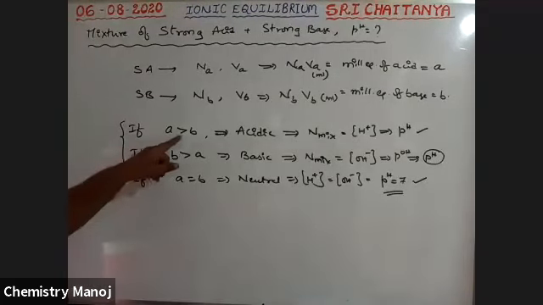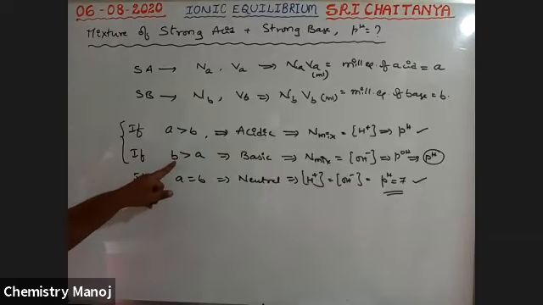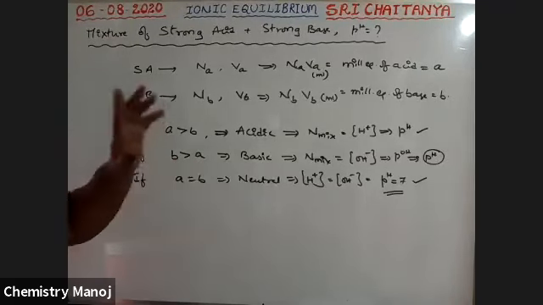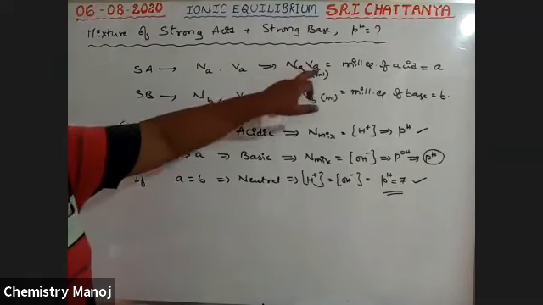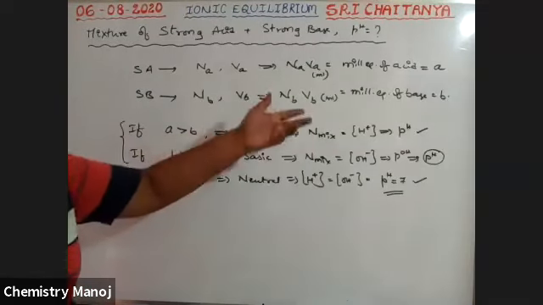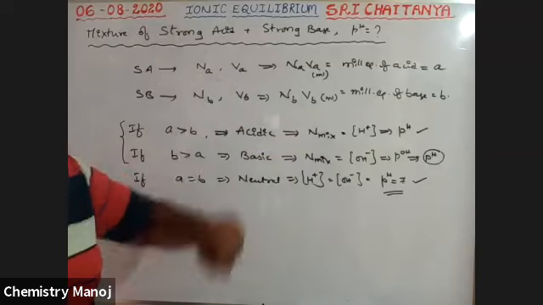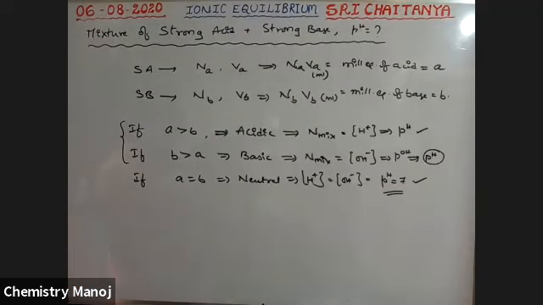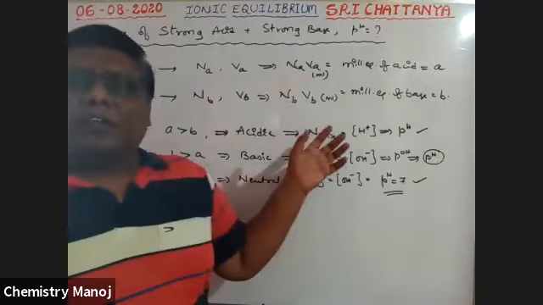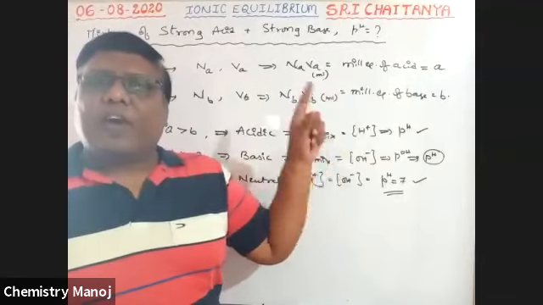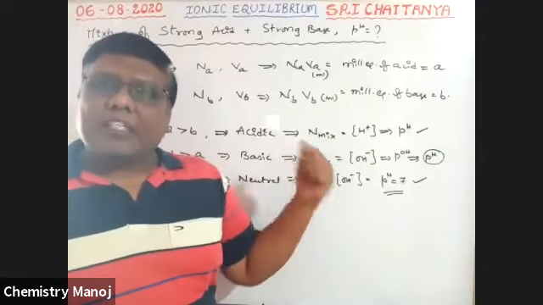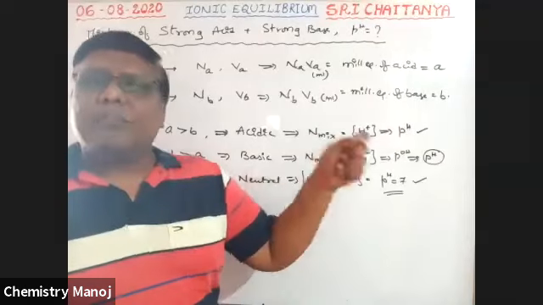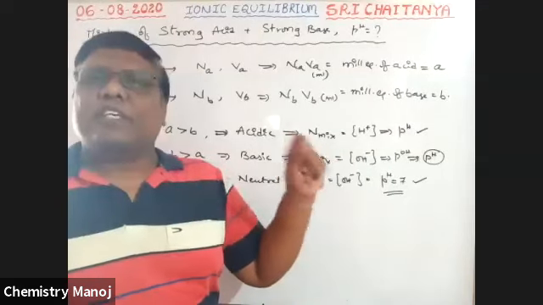So milli equivalents of acid greater than milli equivalents of base, or milli equivalents of base greater than milli equivalents of acid. Please try to calculate first of all NaVa and NbVb. Whose value is more? That should be the nature of the solution. If base milli equivalents are greater than that of acid, the final solution is basic. If acid milli equivalents are greater than that of base, the final solution is acidic.